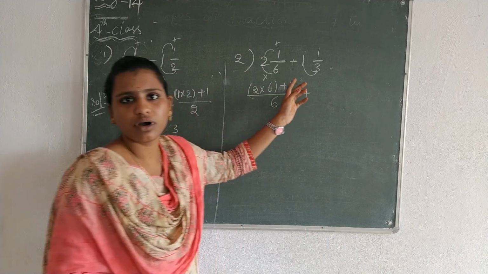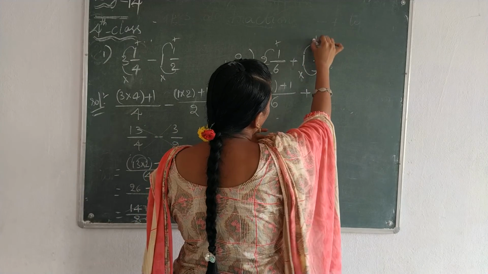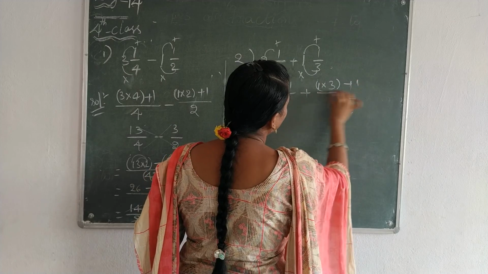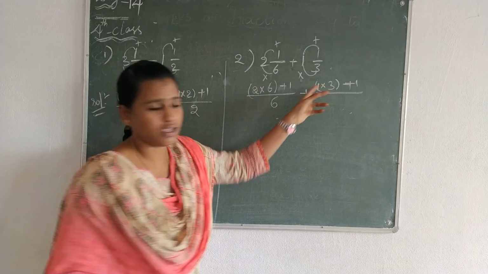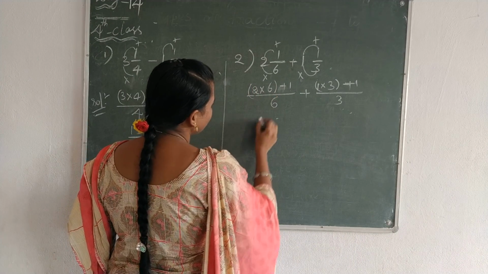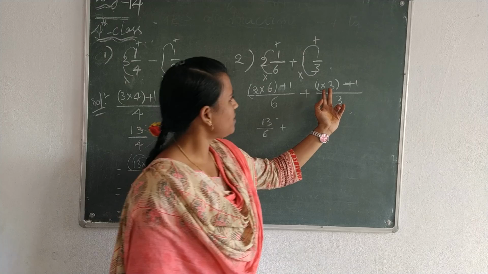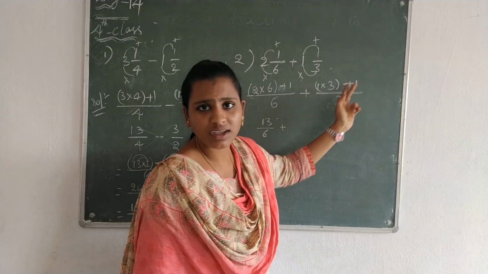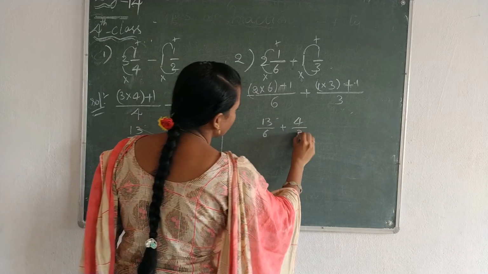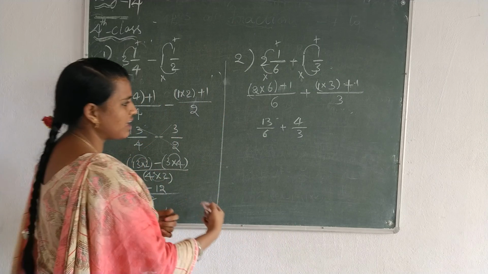Denominator into whole number, multiply and add: 1 3 plus 1, by what is the denominator? 3. Write down 3. Understood this one? Let's continue. 2 6s are 12 plus 1 is 13 by 6, plus 3 1s are 3 plus 1 is 4, by what is the denominator? 3. Let's see. 6 and 3 are the denominators. Different denominators here also. So do like this.